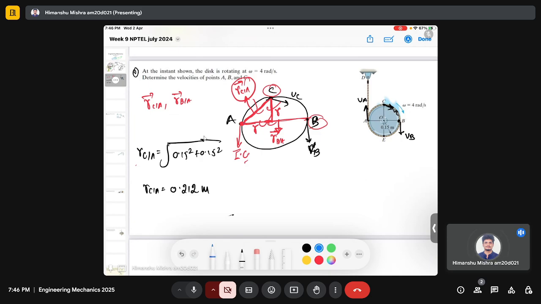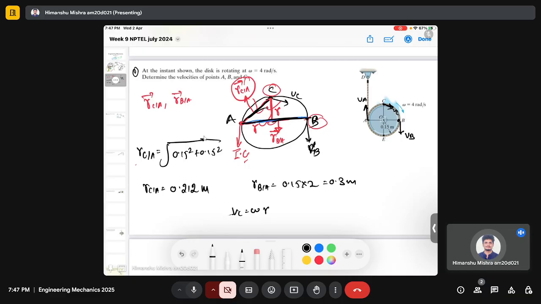and this position vector is very easy to identify because this is the diameter of this disk. So the magnitude of B with respect to A will be just 0.15 multiplied by 2, which is 0.3 meter, right? So now you identify this length and this length. My VC will be omega multiplied by R. I am writing in the scalar form, and R is RC with respect to A. And my VB will be omega times RB with respect to A.